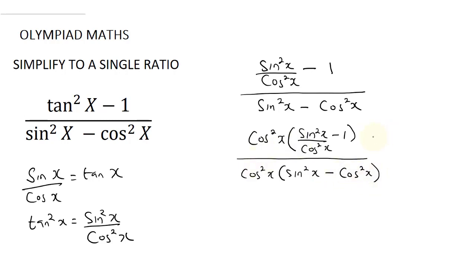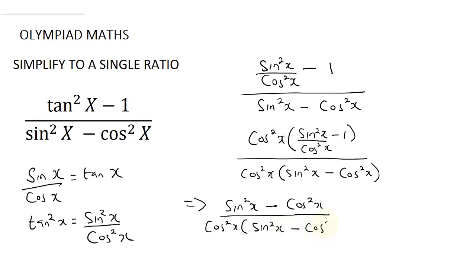So from here, when you expand this bracket, this multiplied by this will cancel out. So you're going to have sine squared x minus this multiplied by 1 is going to give us what? Cos squared x all divided by, this will be cos squared x into sine squared x minus cos squared x. So now you can see that our numerator and our denominator is the same. So I think this can cancel out this. So we are going to have 1 over cos squared x.